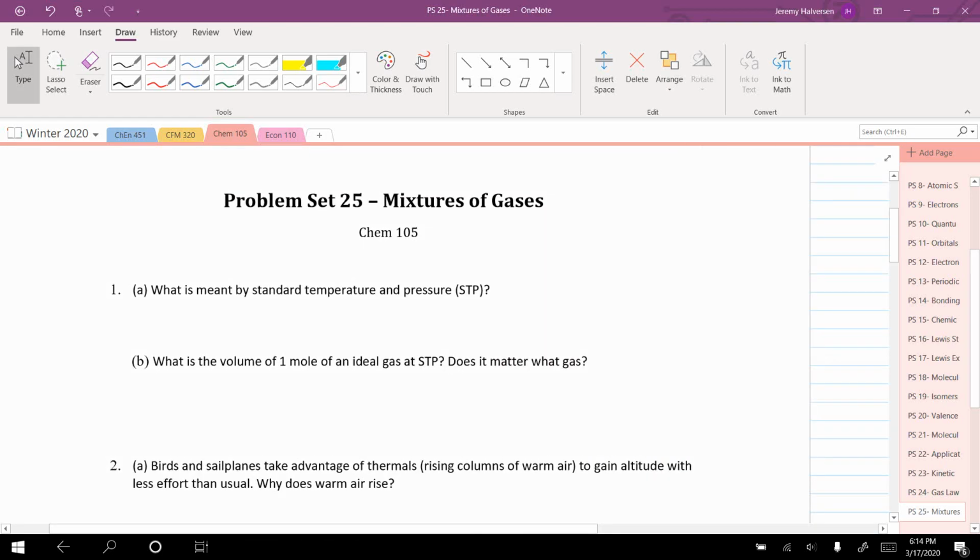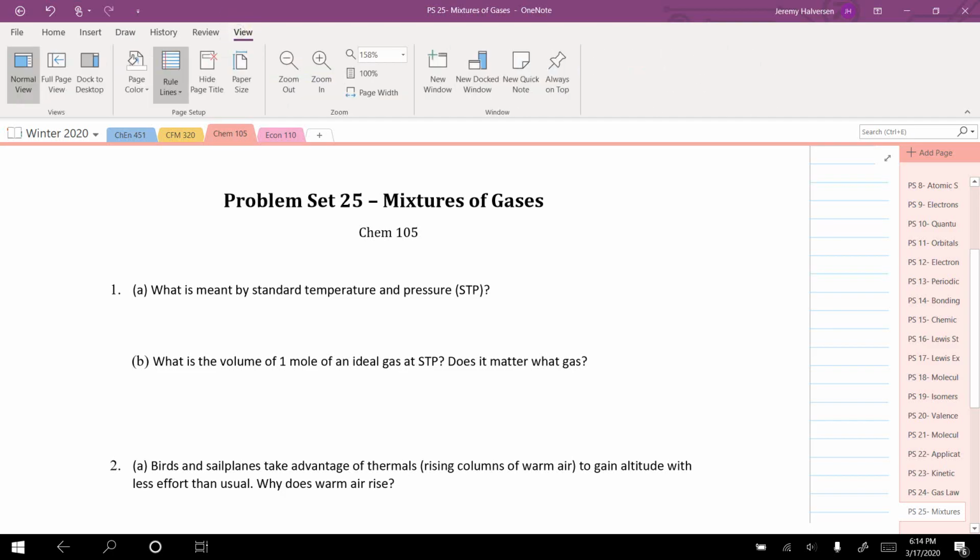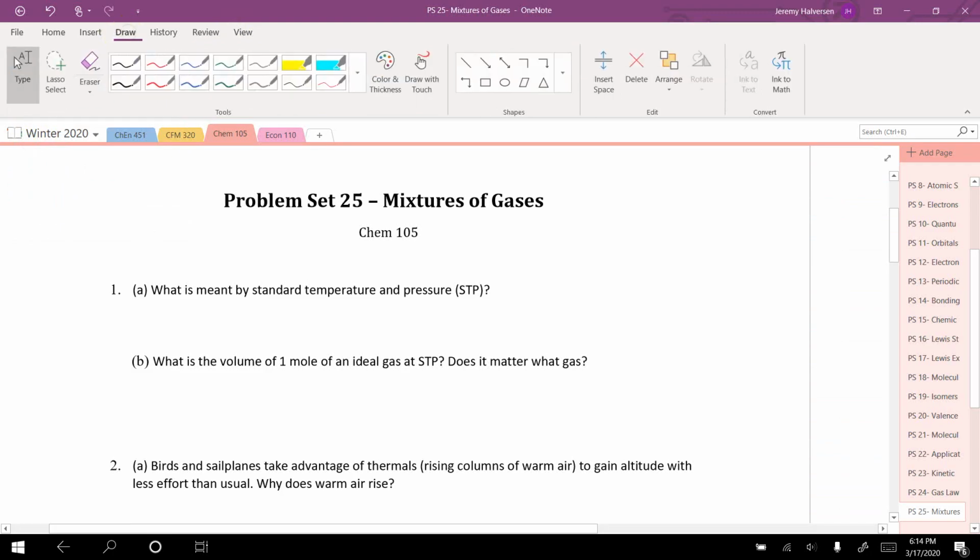All right, so what is meant by standard temperature and pressure? We know that at different temperatures and pressures, the conditions of gases change, right? And so what we want to do is define a certain set of conditions that we just refer to as standard, which will allow us to communicate with one another. It's just something to know. So, standard temperature and pressure.